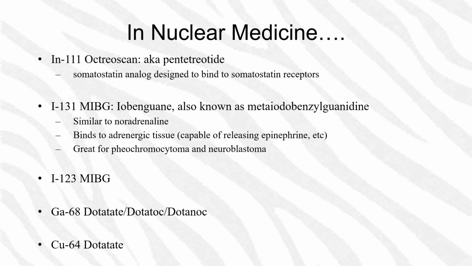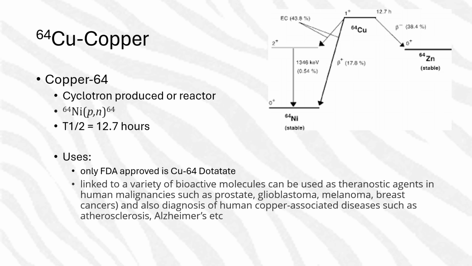And then we have, with the PET agents, gallium-68 dotatate, Dotatoc, or Dotanoc, depending on the company producing the drug, or copper-64 dotatate, also known as DetectNet. So copper-64, as you recall, is cyclotron produced. It may be produced in a reactor, but typically it's cyclotron. The decay scheme is up here to the right in the right-hand corner. It decays by electron capture and positron decay, and it will eventually decay to stable nickel. It decays to stable zinc.